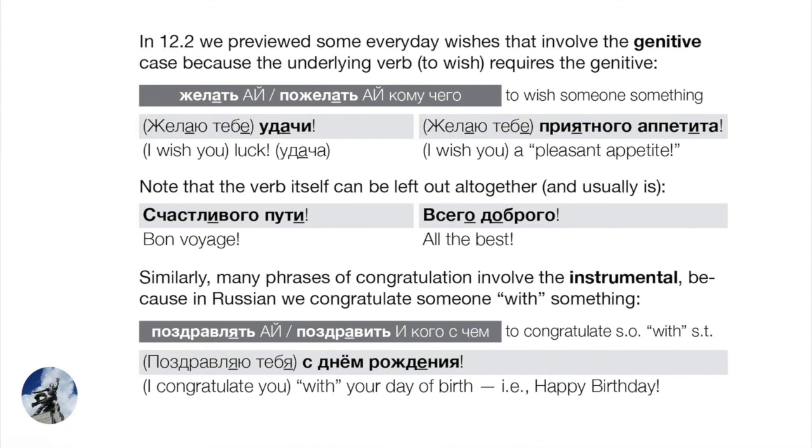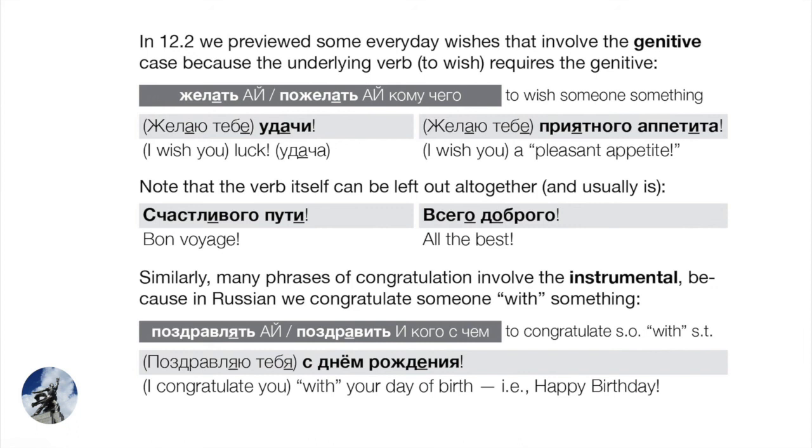Okay, so the verb that explains the sa plus instrumental is поздравлять, поздравить, which means to congratulate someone. You see the kavo, right? We get a direct object. С кем, with something. That's literally the Russian idiom, right? So we just have to get used to that, and we'll see all sorts of phrases.